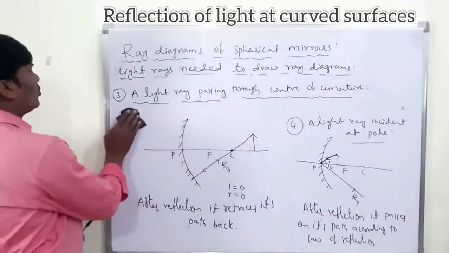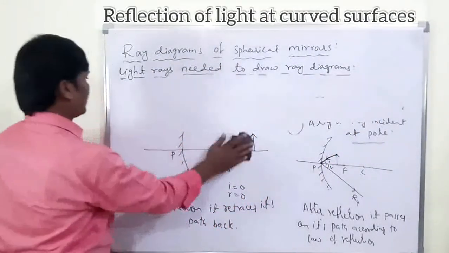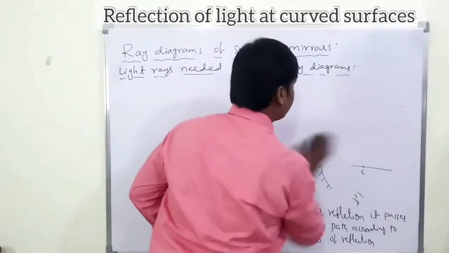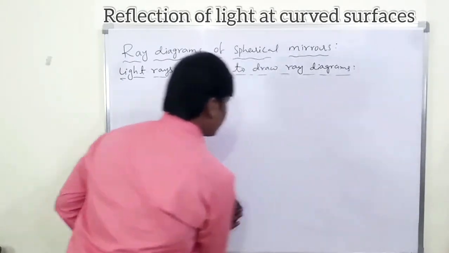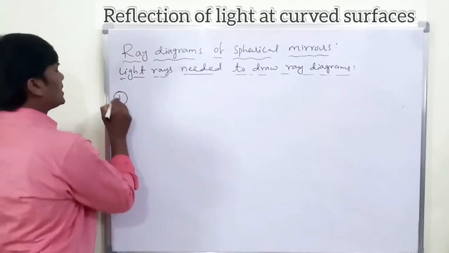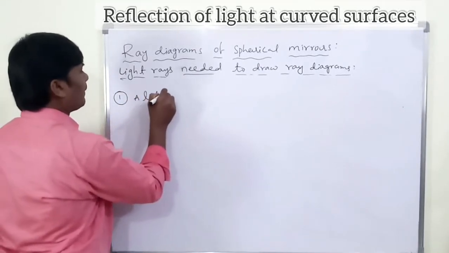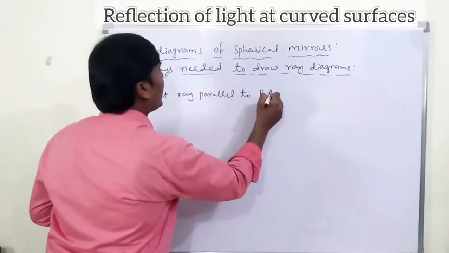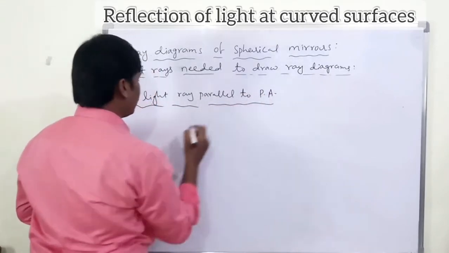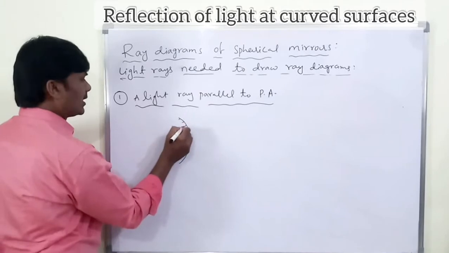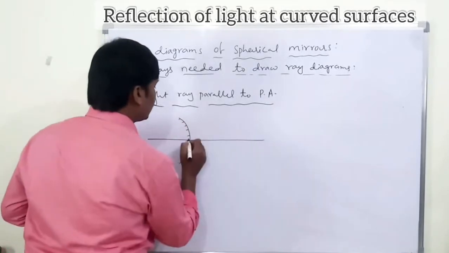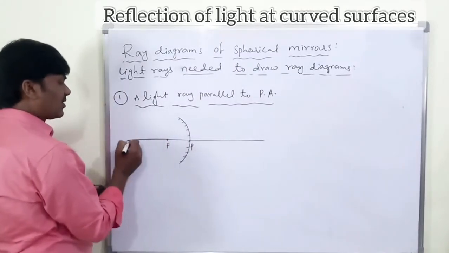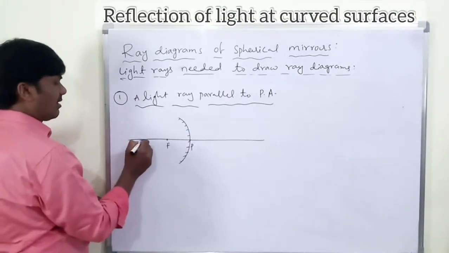Let us see now how to take the light rays for a convex mirror. These are for the concave mirror. Now we will take them for the convex mirror. Again the same light rays. The first light ray is parallel to the principal axis, PA. See, this is a convex mirror, isn't it? Convex mirror, and this is the principal axis. We know that its center of curvature is on this side, because its curve is this side, no? So its center of curvature is on this side.